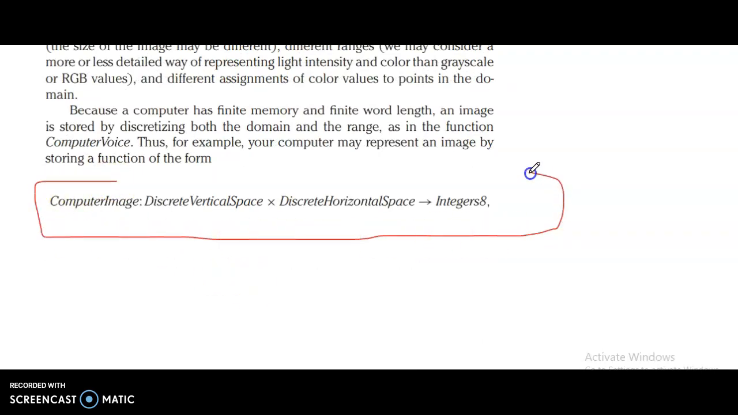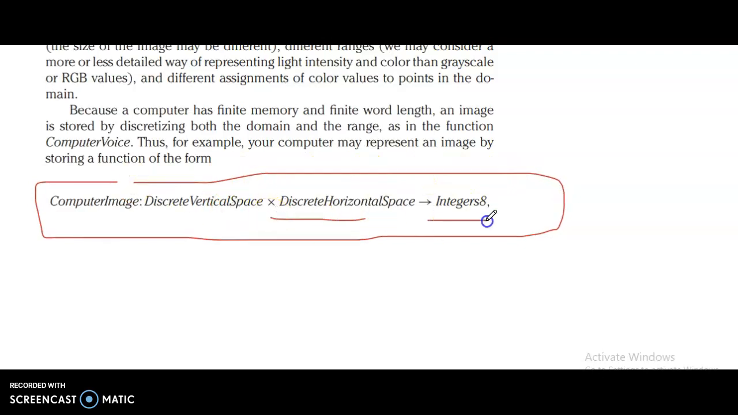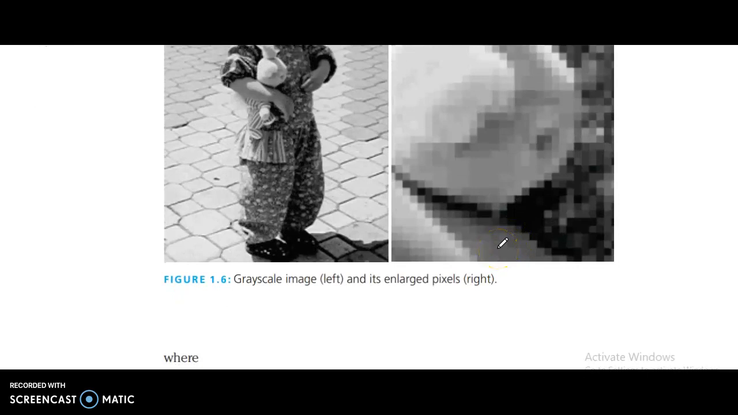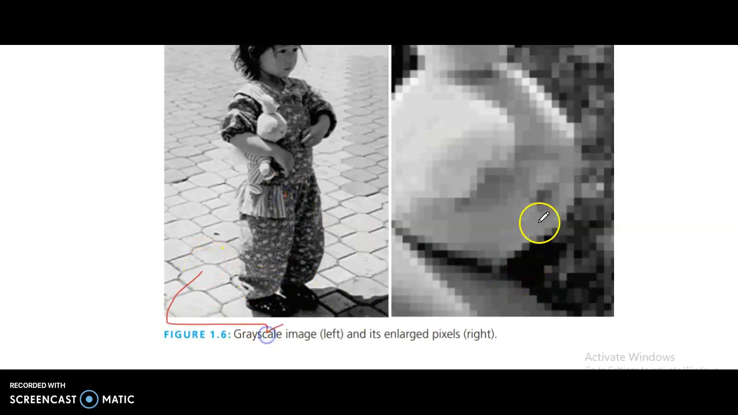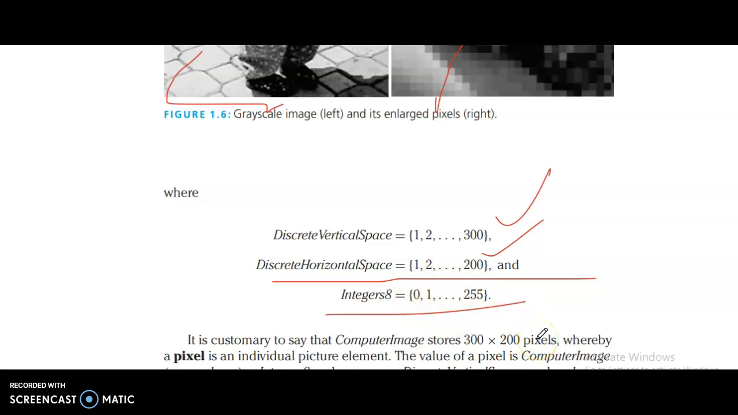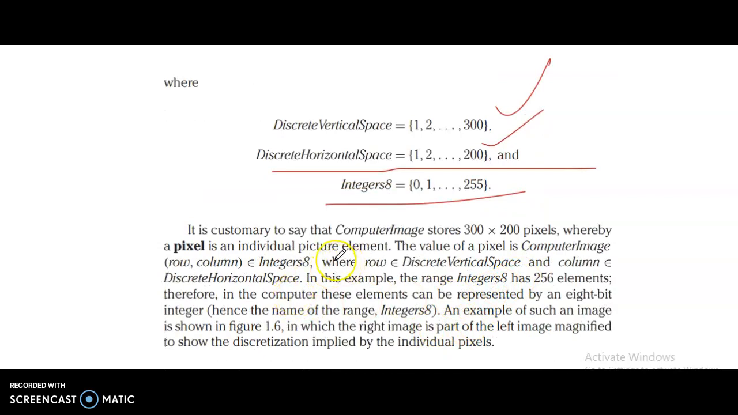Computer image equal to discrete vertical space times discrete horizontal space to integers 0 to 255. A grayscale image on the left and its enlarged pixels, right? The discrete vertical space equals 1, 2, up to 300. Discrete horizontal space 1, 2, up to 200. Integers 0, 1 up to 255. The picture element is the pixel. It is customary to say that a computer image has 300 by 200 pixels, whereby a pixel is an individual picture element.